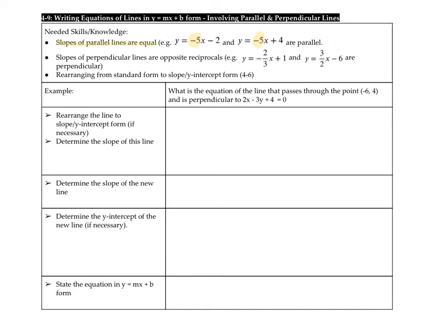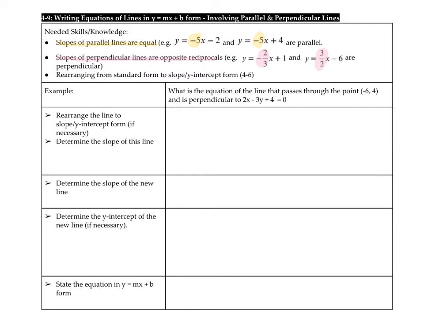And perpendicular lines have slopes that are opposite reciprocals. Reciprocal means flipped upside down, opposite means opposite sign. So this is -2/3. Opposite means the negative changes into positive, and reciprocal means the fraction flips upside down. So the 2/3 becomes 3/2 and the sign changes.